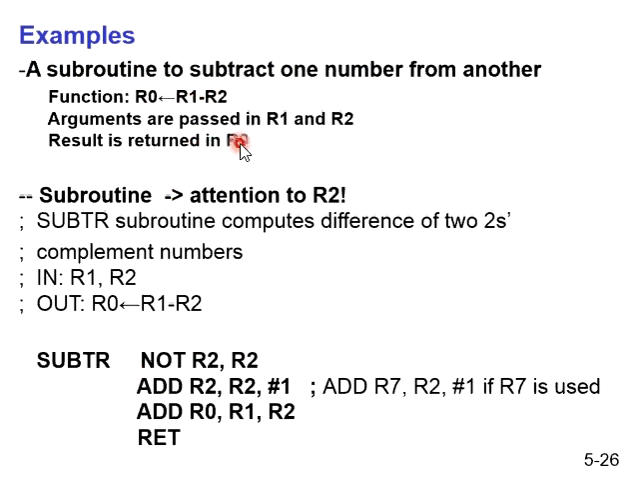This is the subroutine we have for getting the difference of two values, using NOT and ADD. Take the negative of the value, and then here you get the difference. And before the end, we will return.